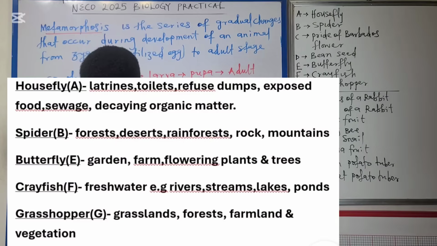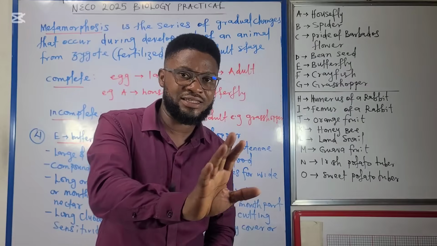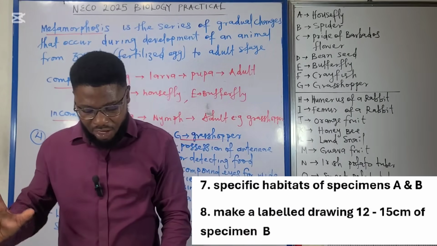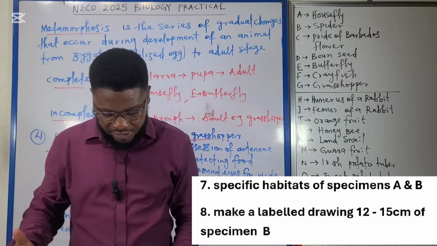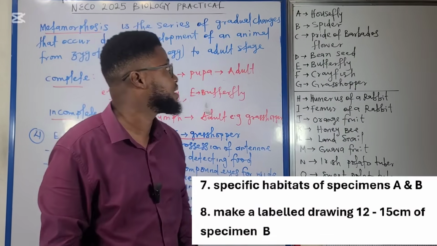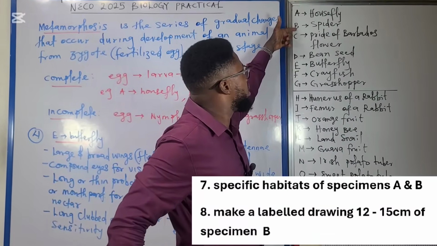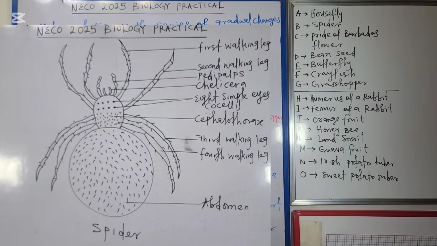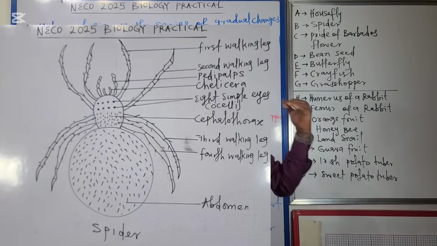The grasshopper, we have them on grassland, forest, farmland, and vegetation. And that just about answers question 7. Question 8 says, make a labeled drawing 12 to 15 centimeter long of specimen B. We should make a labeled drawing of specimen B. That's talking about the spider, 12 to 15 centimeter long.